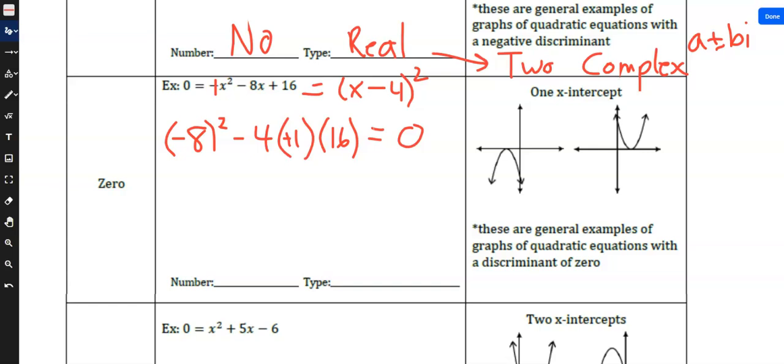Now, you can also, we haven't had that discussion yet, so I can't mention multiplicities. All right, forget that. All right, so we have one real solution. That's one real x-intercept, one place where it crosses the x-axis.